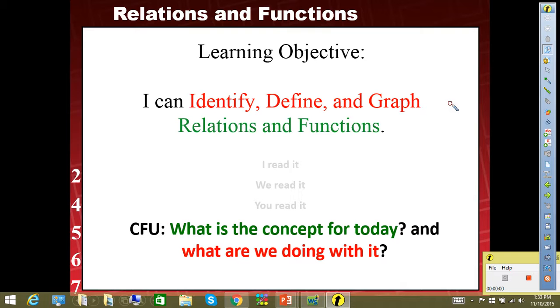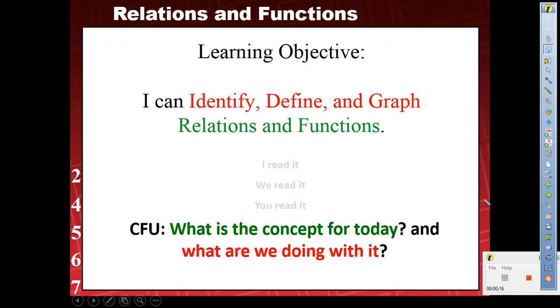Here we go, our objective. I can identify, define, and graph relations and functions. Read together, 1, 2, 3. I can identify, define, and graph relations and functions. So, today we're moving on to bigger and better things.